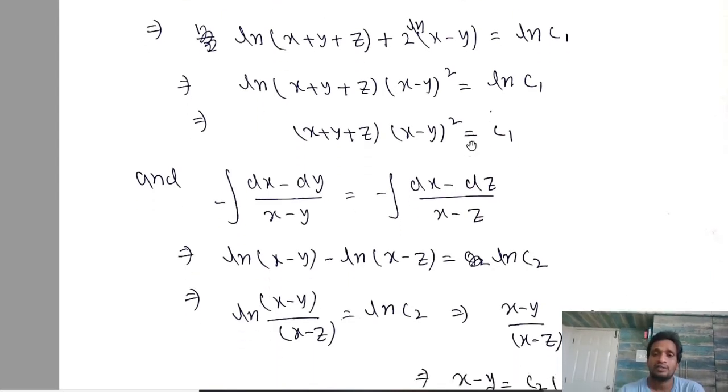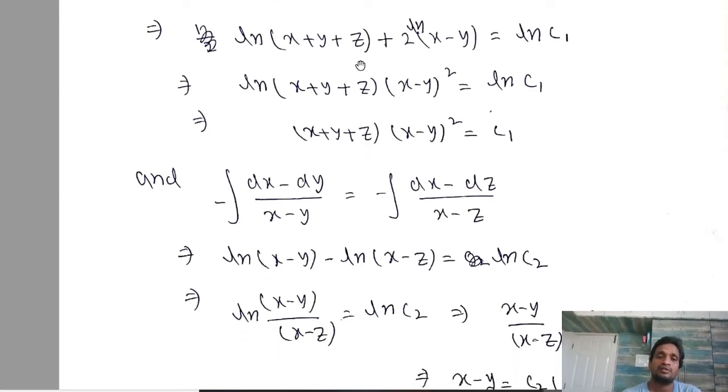We know that the logarithm function is one-one. So what is the one-one function? f of x equal to f of y implies x equal to y. So this is f of x equal to f of y. Then it becomes x plus y plus z into x minus y whole square is equal to c1.